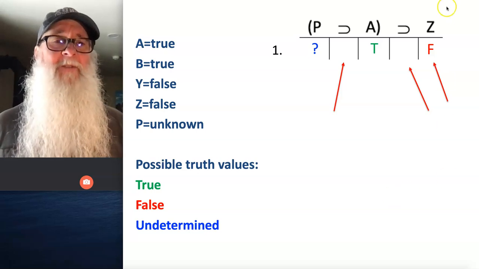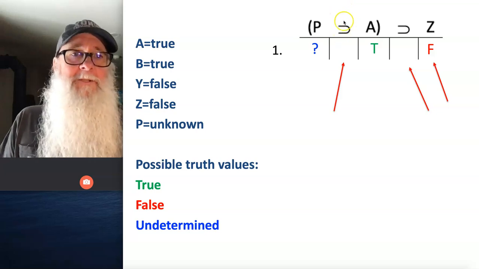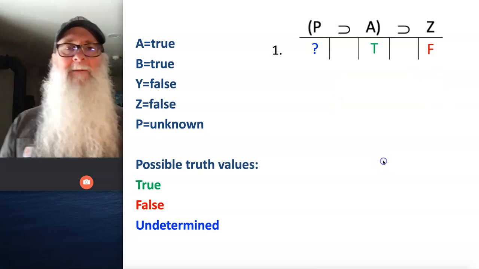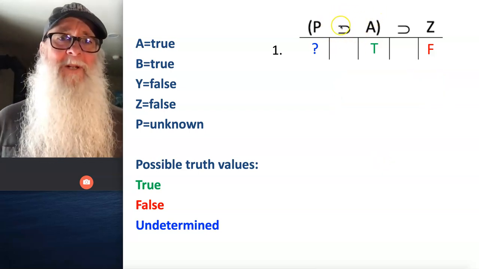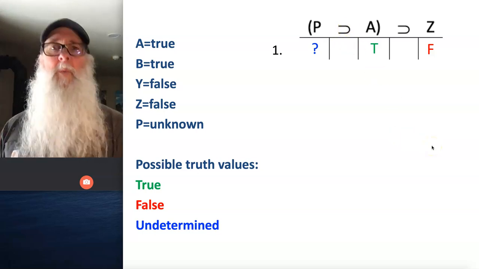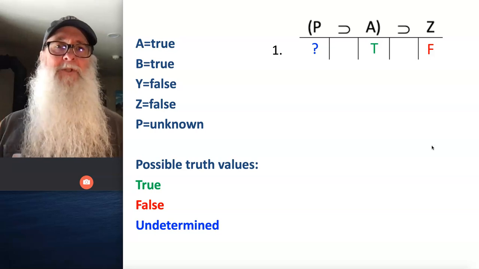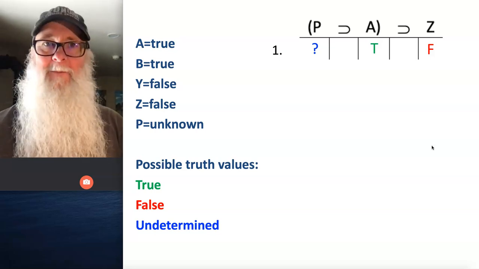We know that the truth value of the main operator is going to be determined by the truth value of the horseshoe here in parentheses and the truth value of Z over here. Now the problem is, we don't know what P is, and if we don't know what P is, how do we know what the truth value of this horseshoe is? Okay, and when we encounter this situation, one strategy we can employ is just to assume that P has a particular truth value and then see what happens.